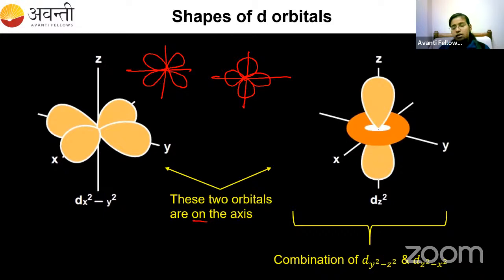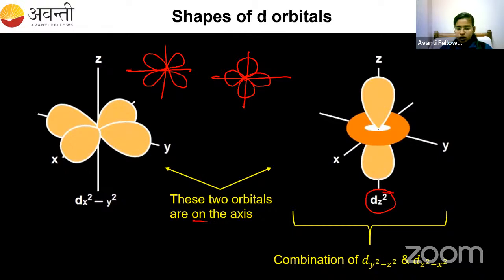Can you all differentiate between along the axis and in between the axis? Here in the picture for dz square, you see the lobe is on the z axis along with some donut kind of shape, which is also an electron cloud. For the first three, it is in between, and for the last two, it is along the axis. So you should know the shape of these orbitals first. You might have studied this in class 11 in the structure of an atom lesson. Now I have just recalled it.